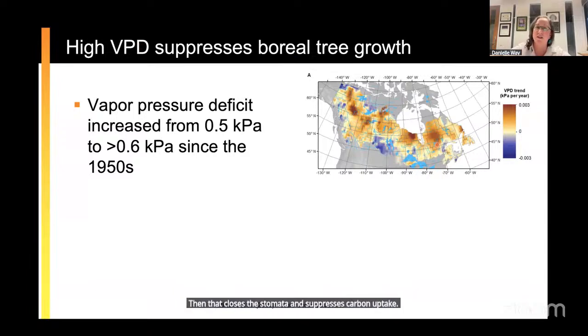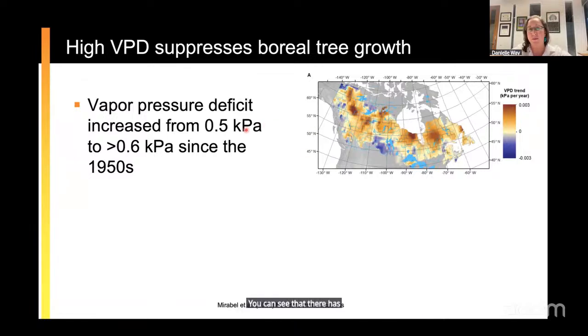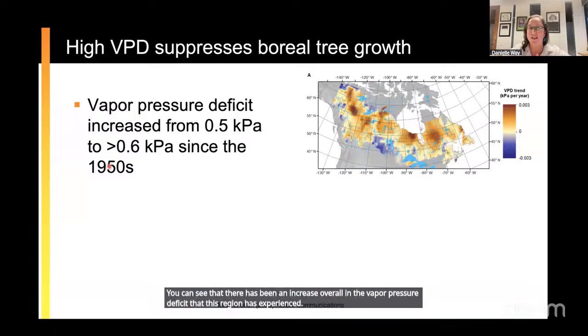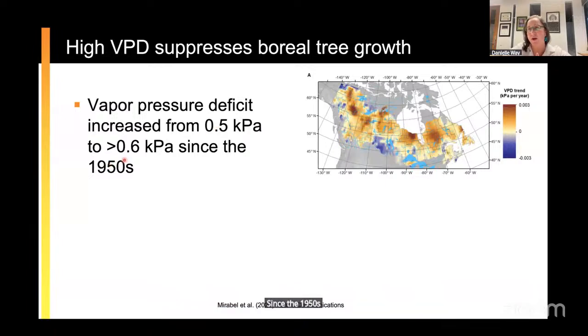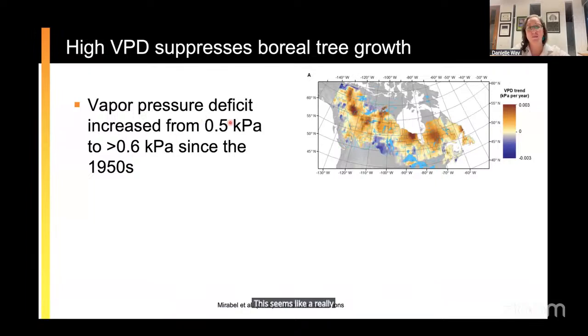And so across this region, you can see that there has been an increase overall in the vapor pressure deficit that this region has experienced since the 1950s by about 0.1 kilopascals. For those of you who do gas exchange like myself and measure photosynthesis, this seems like a really small change. So if I'm measuring a leaf inside a cuvette, I'm not even going to worry about that type of a difference normally.